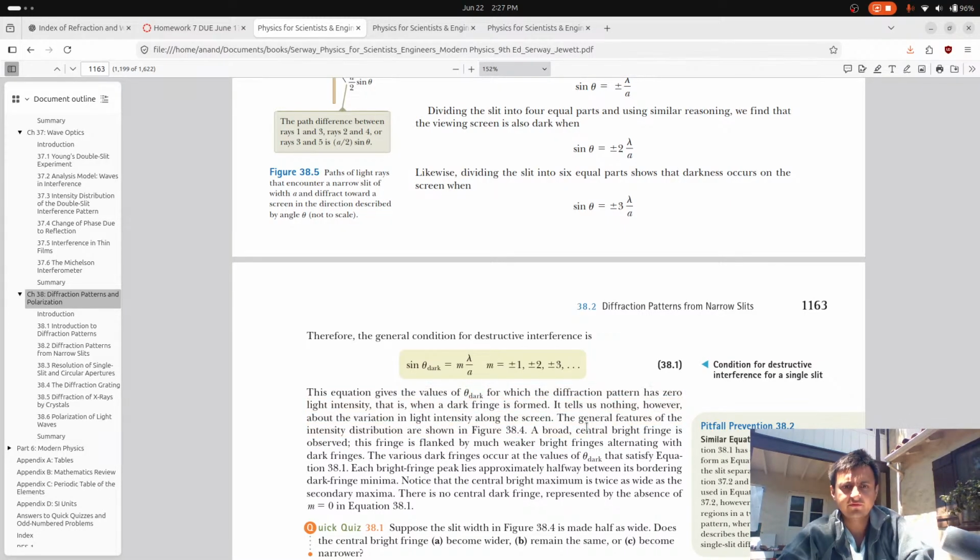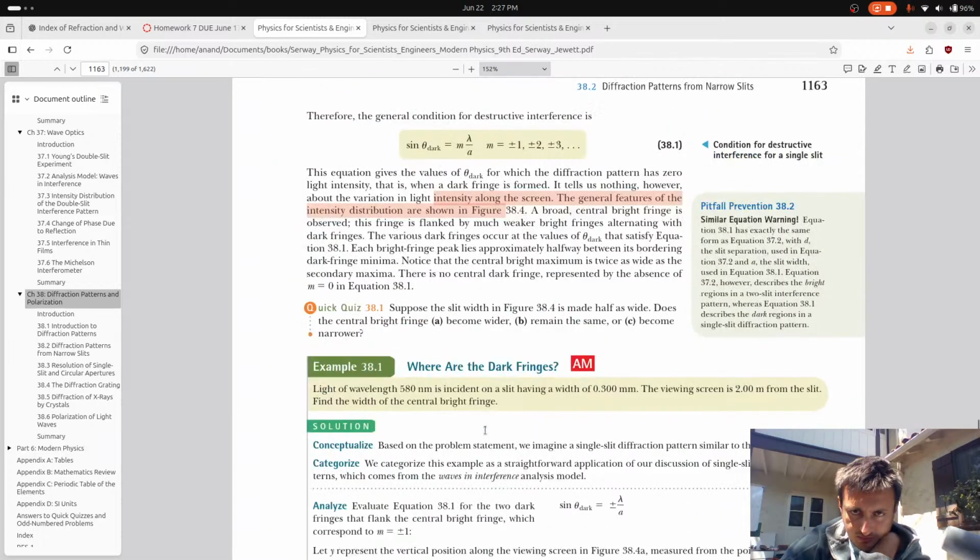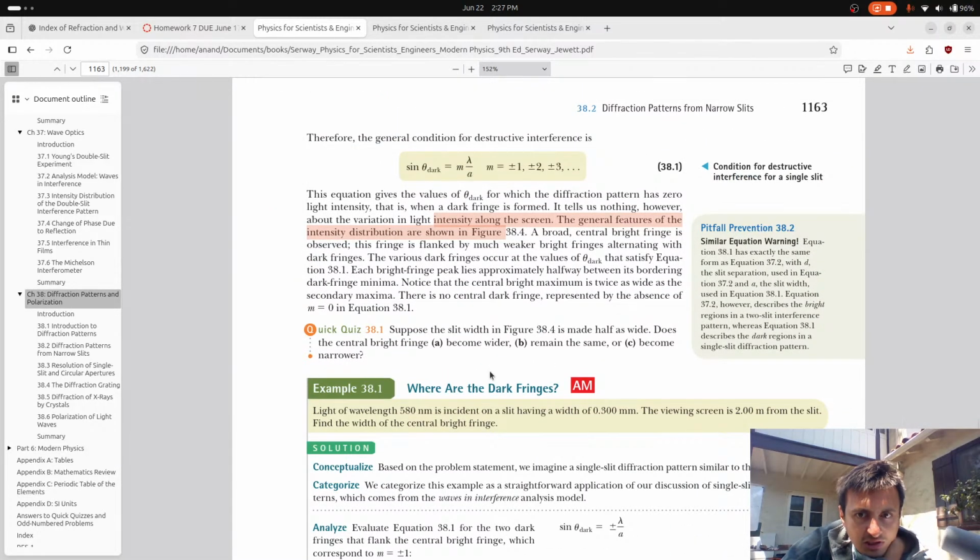It tells us nothing, however, about the variation in light intensity across the screen. The general features of the intensity distribution are shown in a figure. A broad central bright fringe is observed. This fringe is flanked by much weaker bright fringes alternating with dark fringes. Each bright fringe peak lies approximately halfway between its bordering dark fringe minima. Note that the central bright maximum is twice as wide as the secondary maximum.